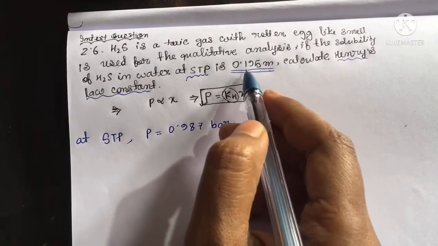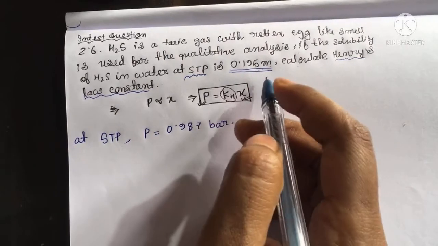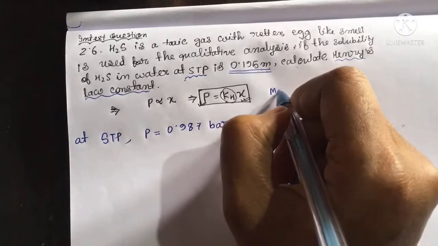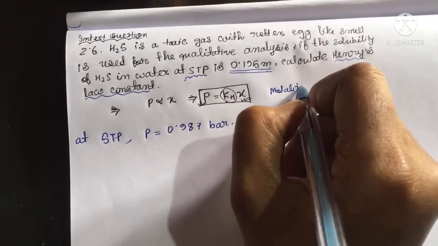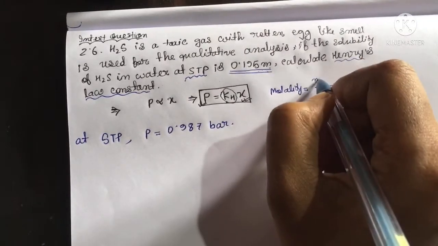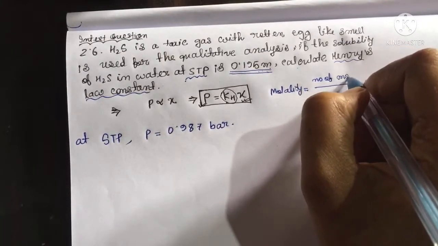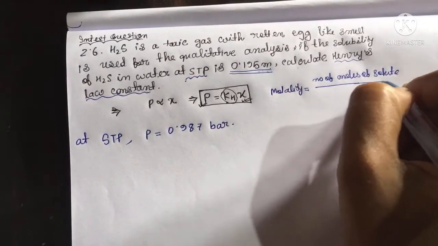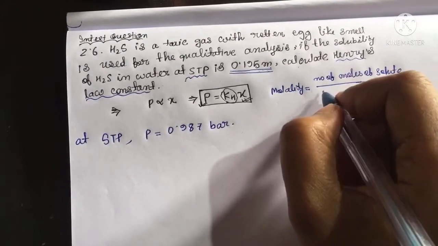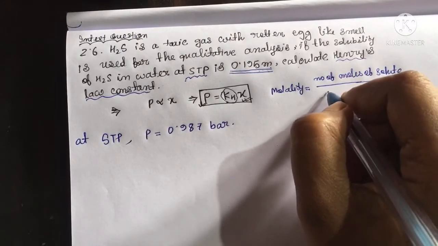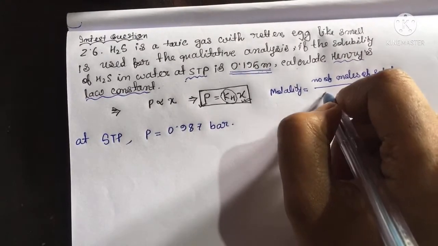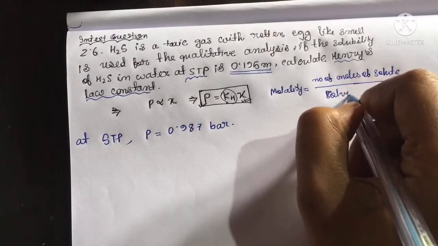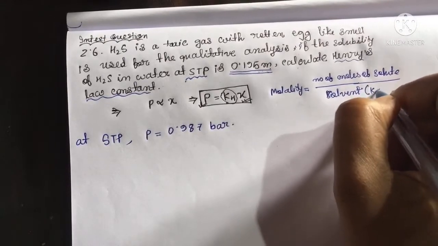Here it's given that molality is this much. So with the help of molality we know that molality equals the number of moles of solute per kg of solvent, that is, the weight of solvent in kg.